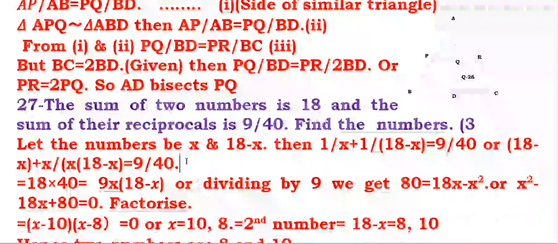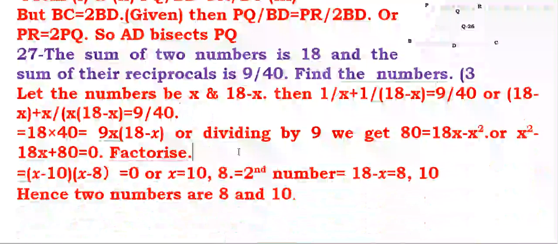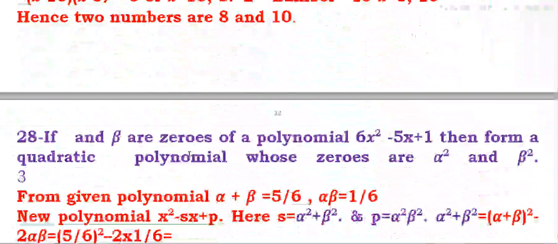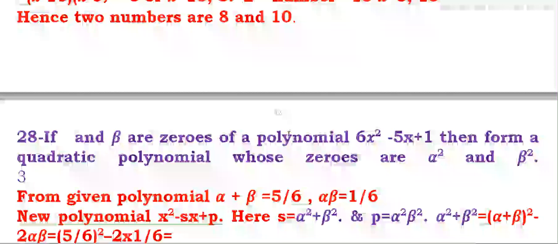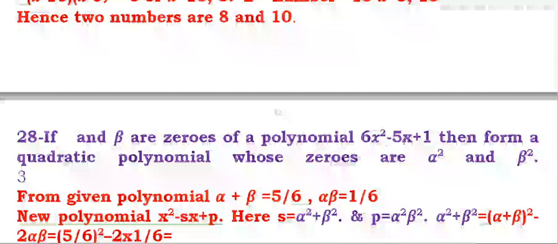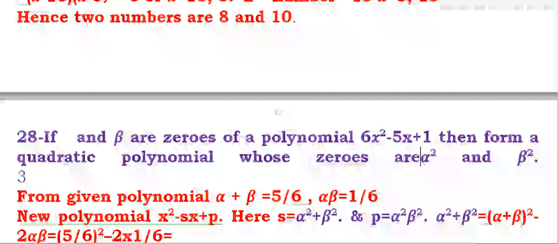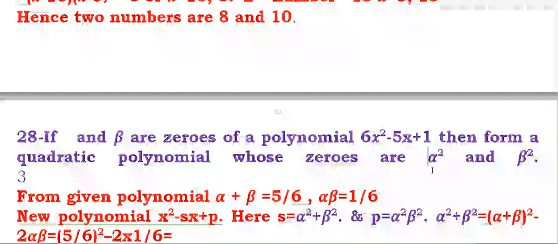Then making a quadratic equation, solve this and the number will be 10 or 8. Alpha and beta are the zeros of the polynomial. When alpha and beta are the zeros of the polynomial, alpha plus beta will be 5 by 6 and alpha beta will be 1 by 6, and we have to make the equation with alpha square and beta square.